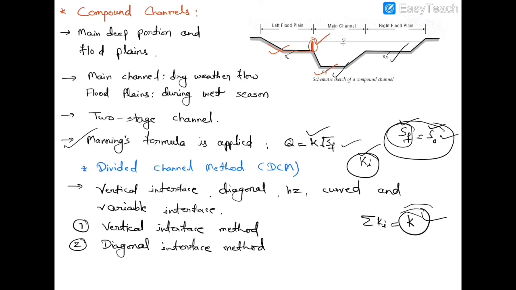Next is the diagonal interface. In a similar way, in this method also, the floodplains are separated from the main channel by a diagonal. This diagonal interface starts from the top of the bank of the main channel and it ends at the center of the water surface. Clear? This is the diagonal interface. By this interface we separate this floodplain and this main channel. Here also we assume that the shear stress is 0, and the length of this interface also we do not include to find the perimeter.